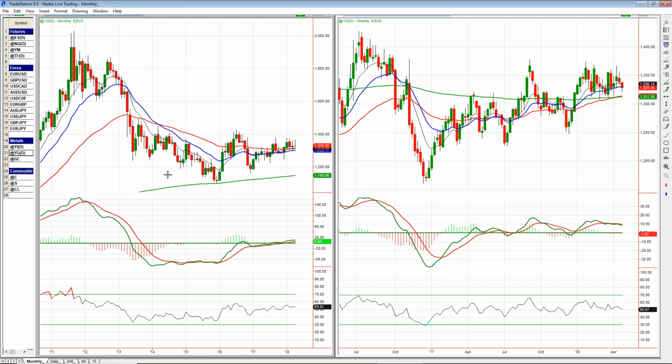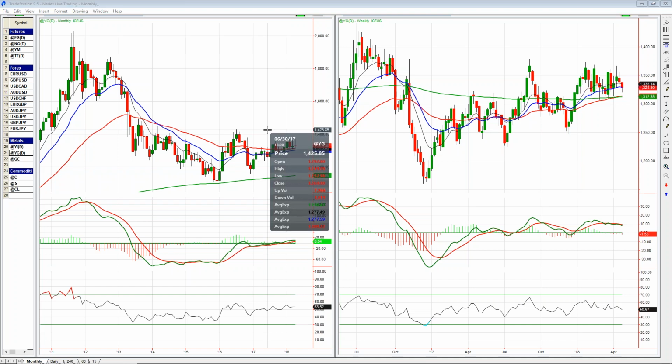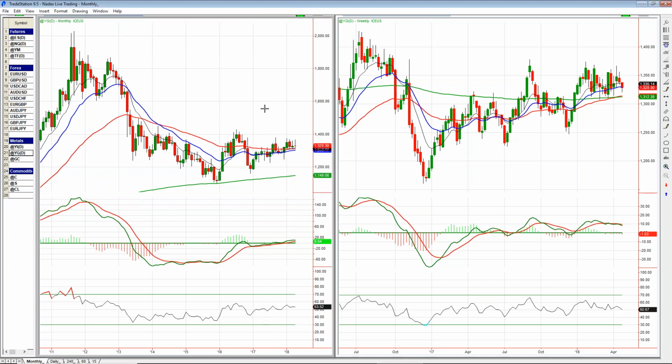And we've really created almost a reverse head and shoulders pattern right here. We've got the right shoulder complete, and we're looking basically to break through this level right here. If this level breaks at around 1425 to the top side, then gold could potentially be a real mover, maybe almost to the tune of a couple hundred points, say the 1700 level, something like that.